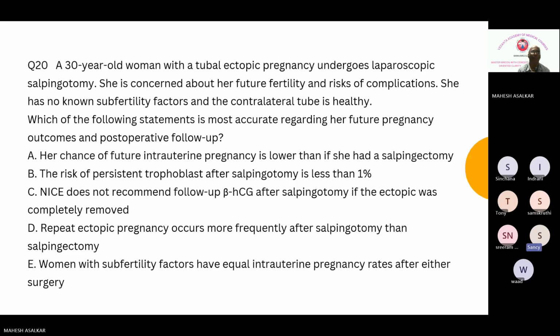The option A or E? I'm just confused in that. Option D. Yes, D. Option D is the most correct option. You see, why not E?